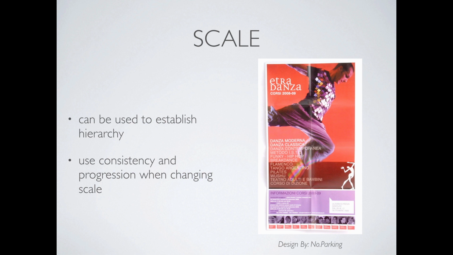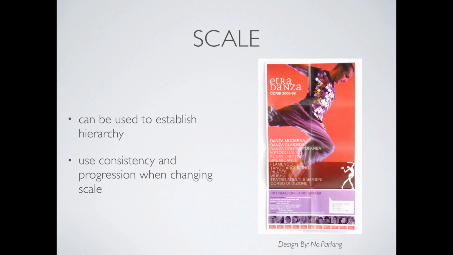Scale. Scale can be used to establish hierarchy. Some of the posters have already shown that. If you have something that's bigger, sometimes you look at that bigger thing first. So if we look at this particular poster, the dance poster, the title is the biggest element on the page. We focus our attention there because it's bigger. As the various things get smaller, they become less important and go to the background. So just size or scale can cause this kind of transformation.